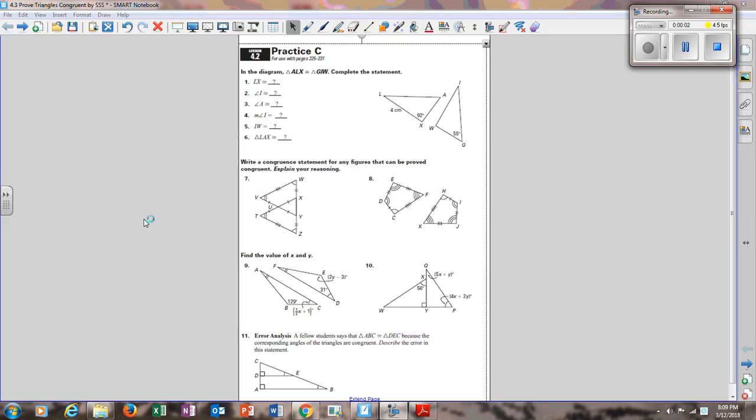Okay, we're going to start today by going over 4.2 practice C. Number 1, LX is congruent to IW.